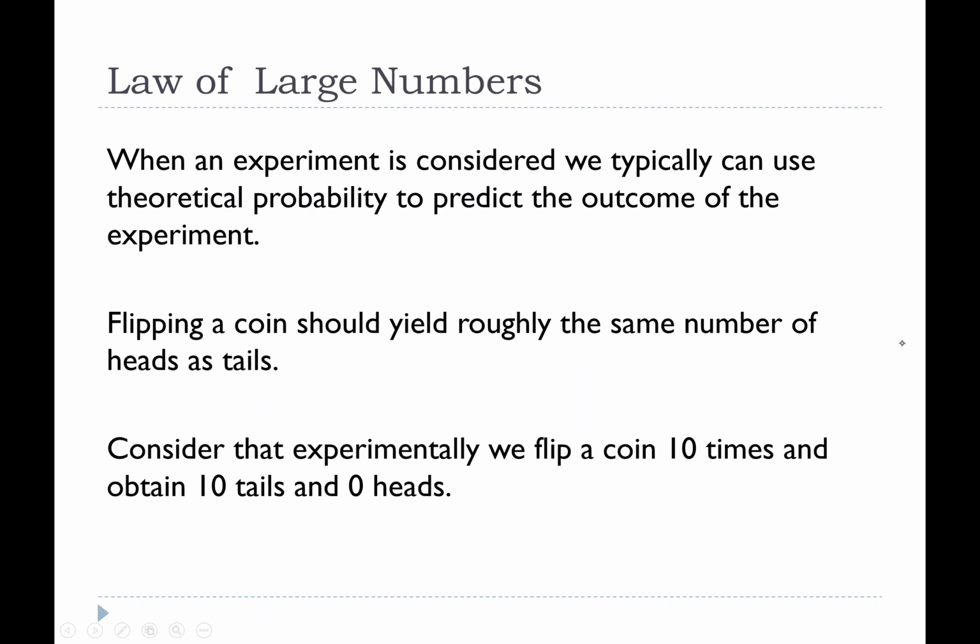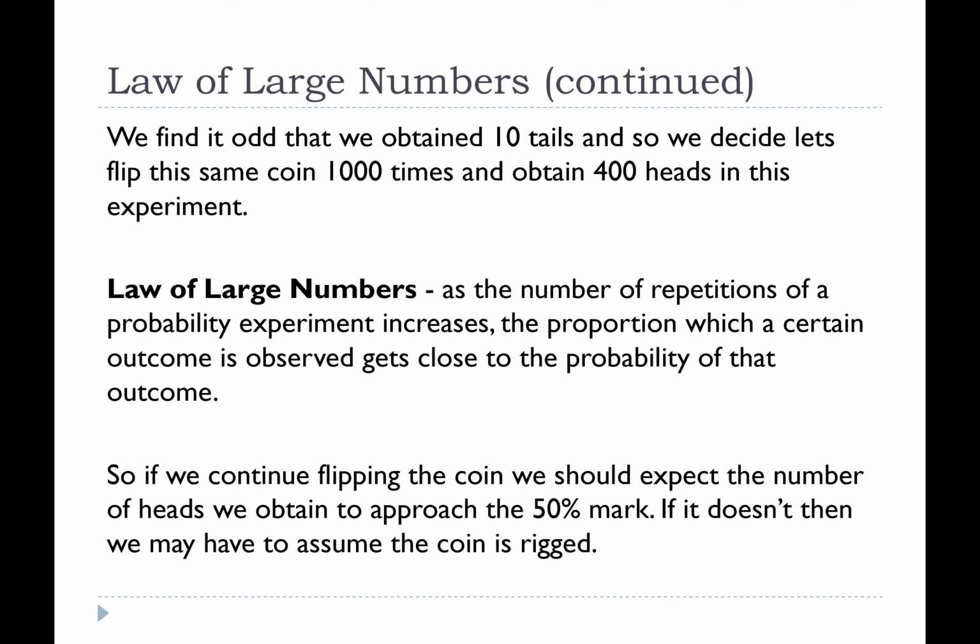The law of large numbers says that when an experiment is considered, we typically can use theoretical probability to predict the outcome of the experiment. Flipping a coin should yield roughly the same amount of heads as tails. Consider that experimentally we flip a coin 10 times and obtain 10 tails and 0 heads. We find it odd, so we decide to flip the coin 1,000 times and obtain 400 heads. The law of large numbers states that as the number of repetitions of a probability experiment increases, the proportion with which a certain outcome is observed gets close to the probability of the outcome.